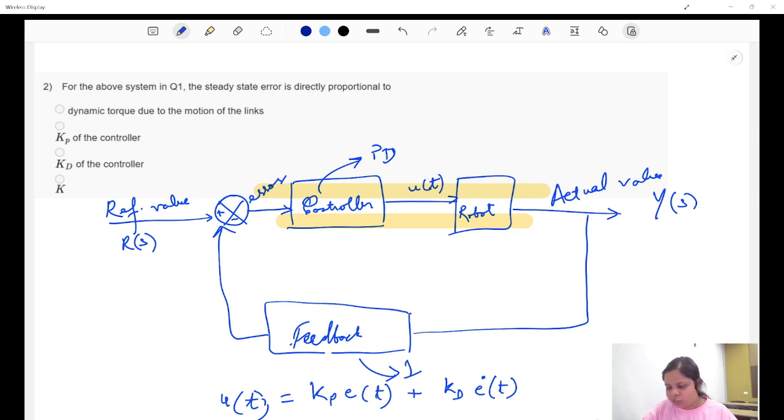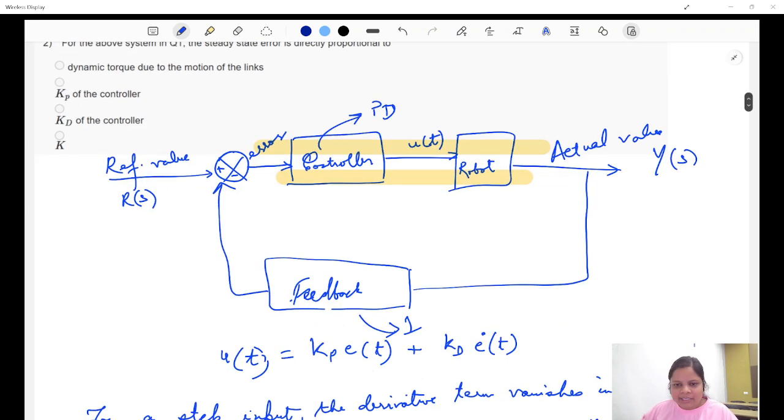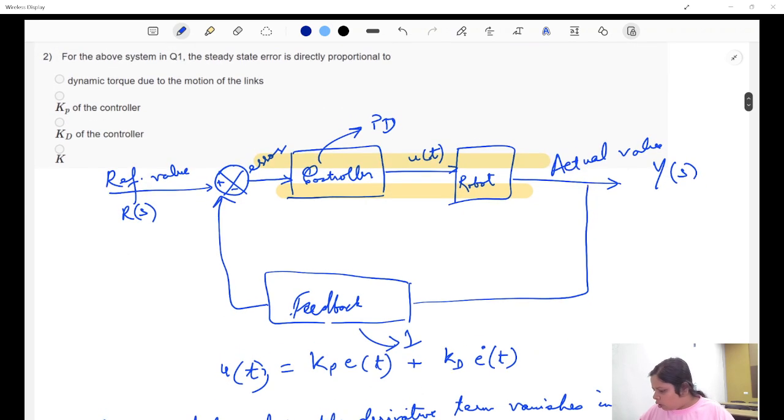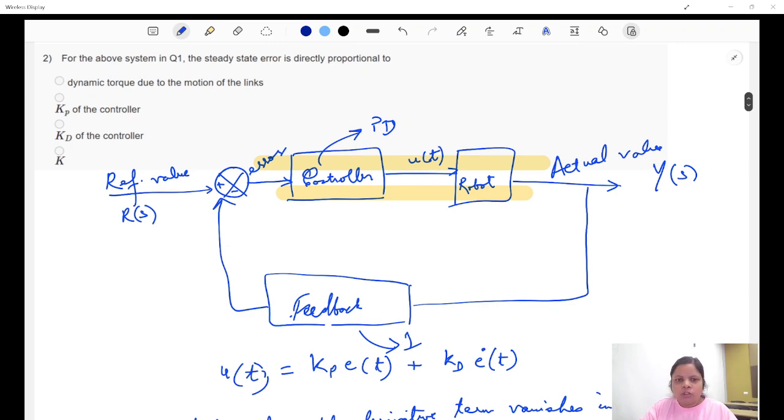But that is actually not required here. So let's check the other option, directly proportional to dynamic torque. That relation we have to check whether it is correct or not, so we'll move to that. Because there is no relation with Kd and also none with K. So let's move to the other option.